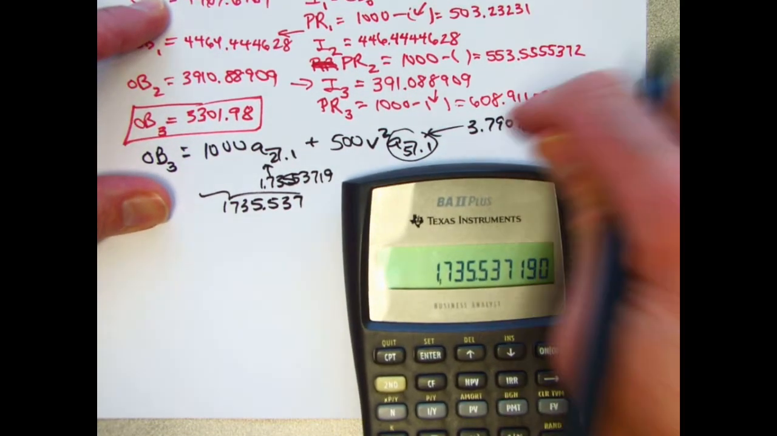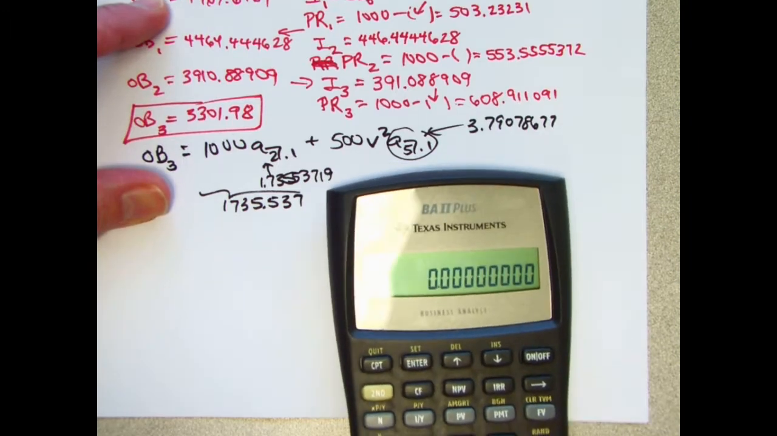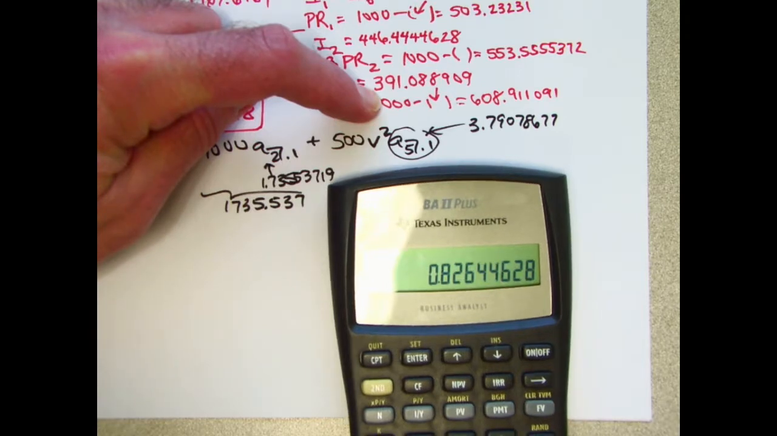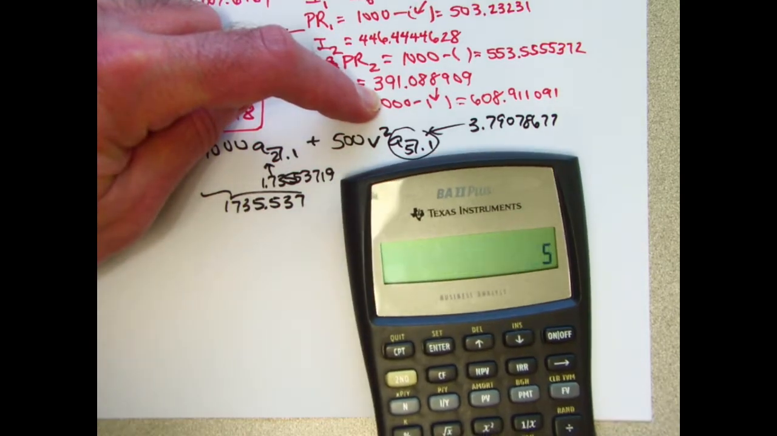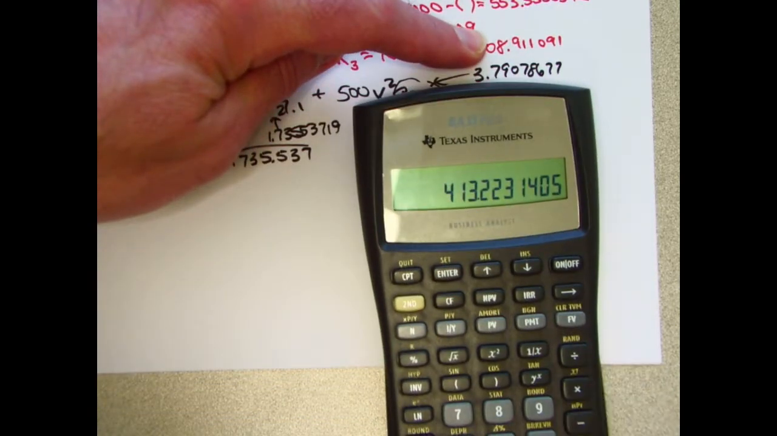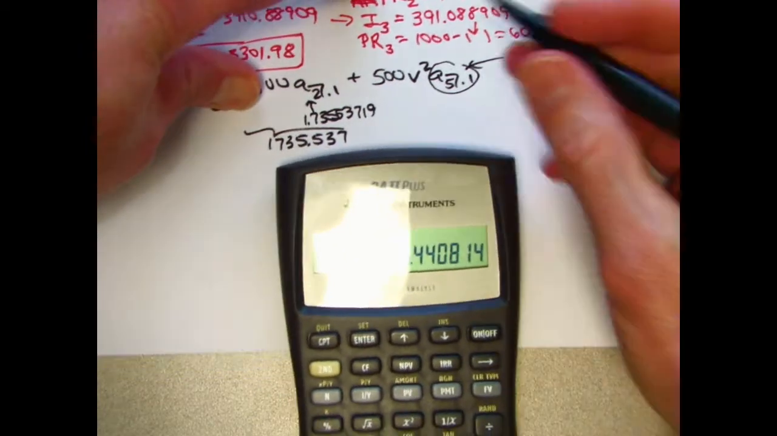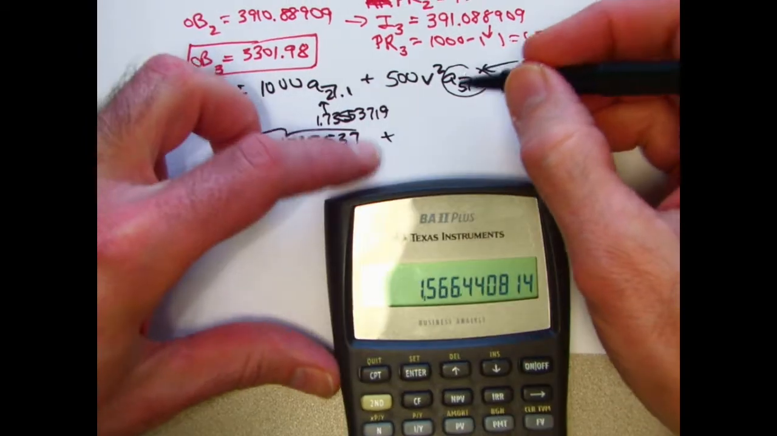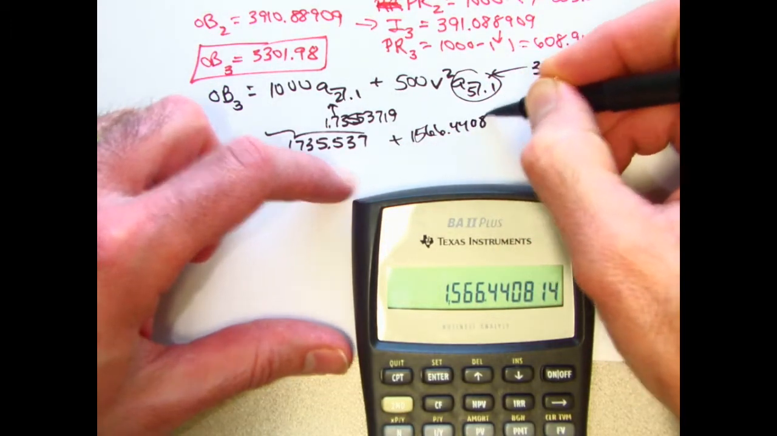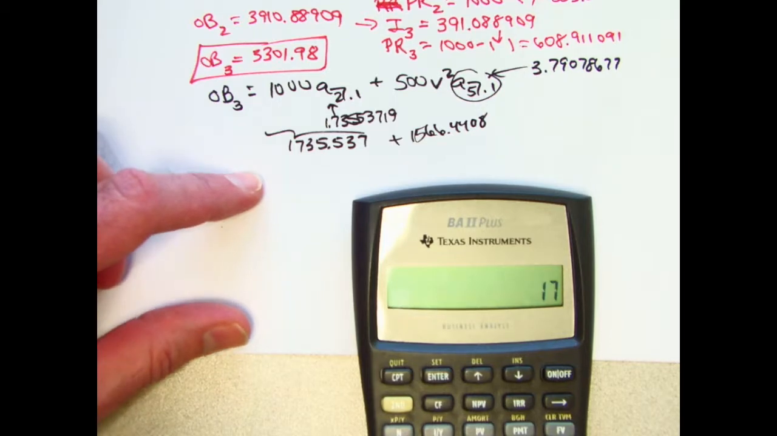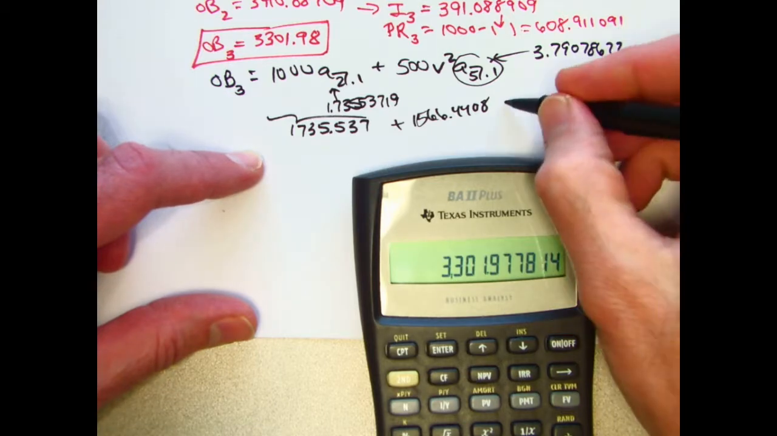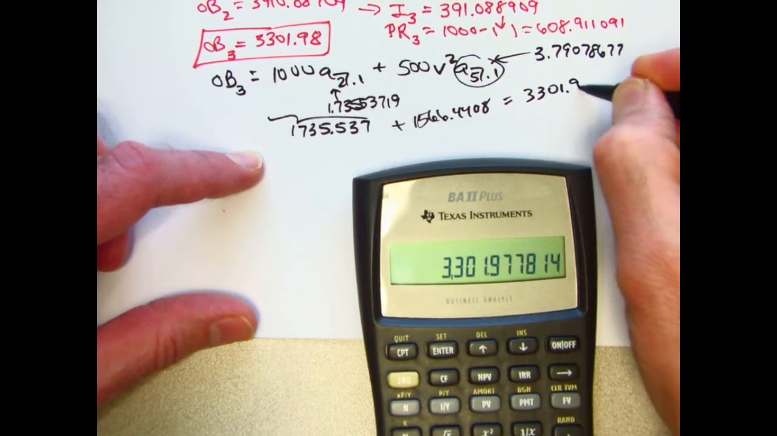Let's see, coming back over to this part, we've got a v squared, call 0, again, square that, times 500, times this number, which was in register 1, gives us, you can see that there, 1566.4408. Add these now and round to the nearest cent, and we do indeed get the same answer.